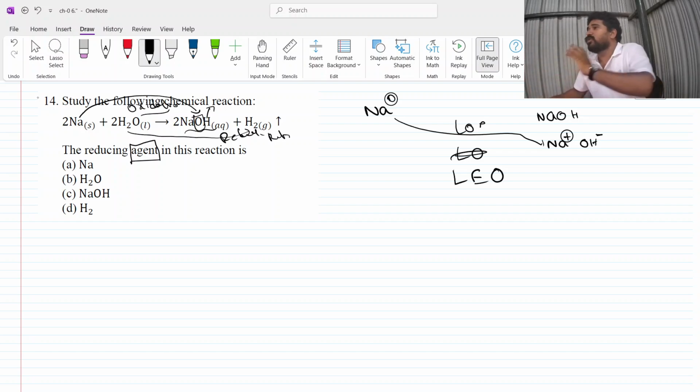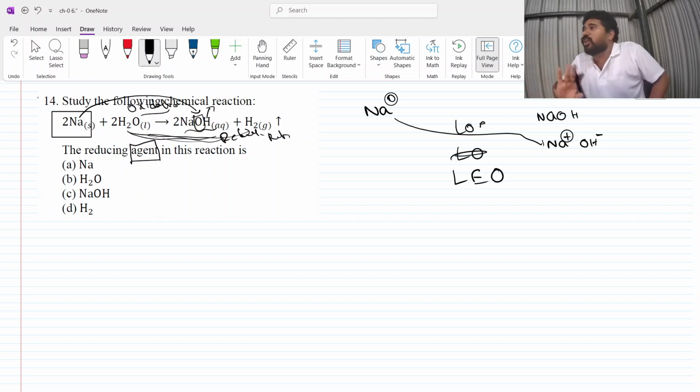For example, an agent wants to make you join one college. He will help you to join the college. He will not join that college. What is the need of an agent to join the college? The same way, who is helping you to do the reduction reaction? Na. Remember, they will undergo oxidation for making you do reduction. Are you getting?